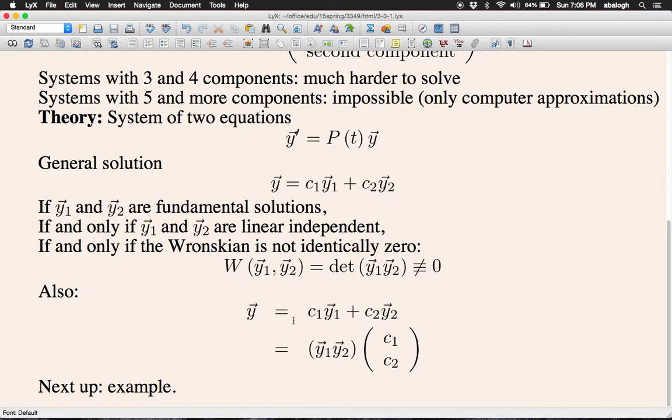So in this case, when you write the solution y as c1 y1 plus c2 y2, you can also write this as a matrix vector multiplication. The matrix is the y1, y2 vectors put together, and the vector is the column vector that we get when we put together the c1 and c2 coefficients. Next, we will see how it works through an example.